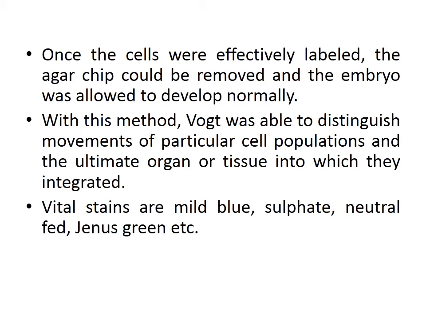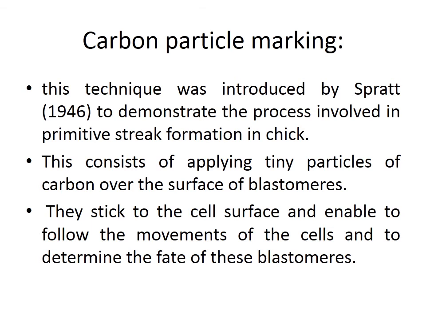Vital stains are Nile blue sulfate, neutral red, and Janus green. Carbon particle marking is the other one, and it was used by Spratt in 1946 to demonstrate the process involved in primitive streak formation in chick. This consists of applying tiny particles of carbon over the surface of blastomeres. They stick to the cell surface and enable us to follow the movements of the cells and to determine the fate of these blastomeres.